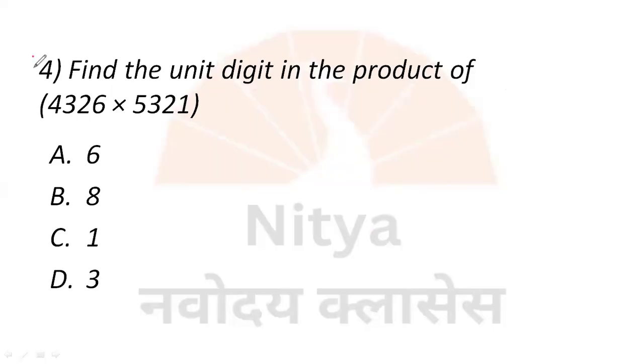Fourth one. Find the unit digit in the product of 4326 multiplied by 5321. Unit digit means the extreme last digit, that is 6 and here 1. So you have to multiply only the unit digits. So 6 into 1 is 6. So the answer is 6. So option A is the answer. Okay. So next one.